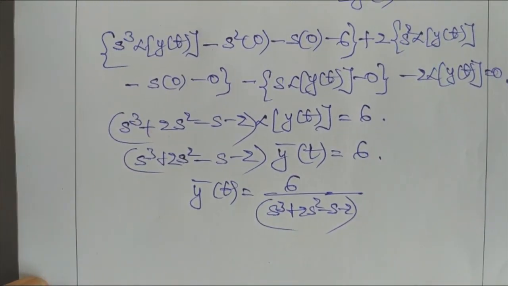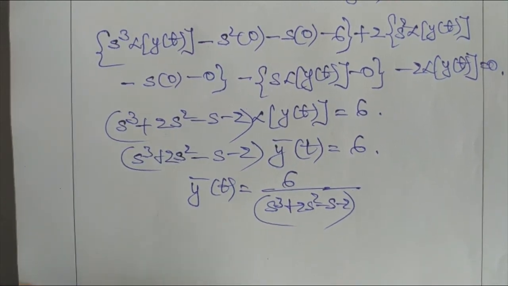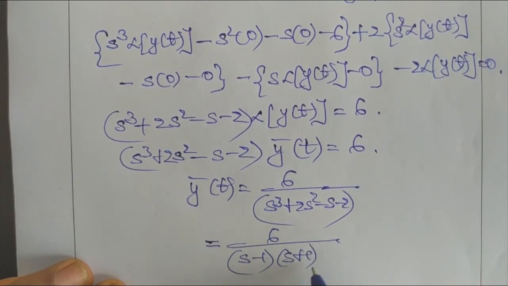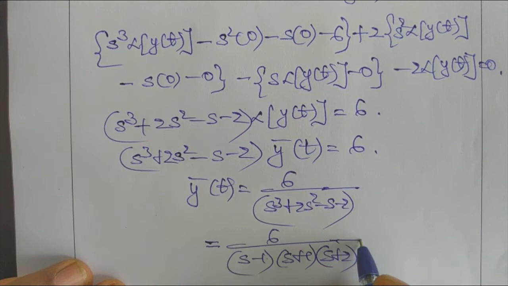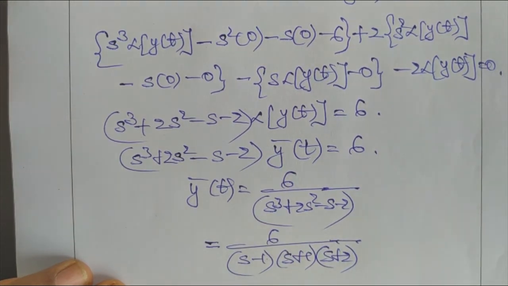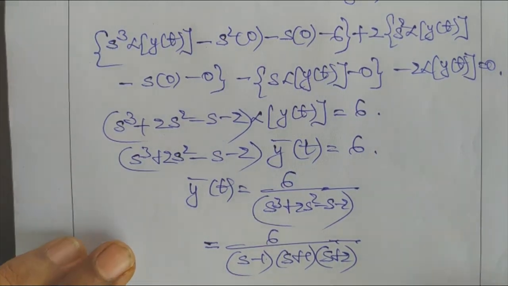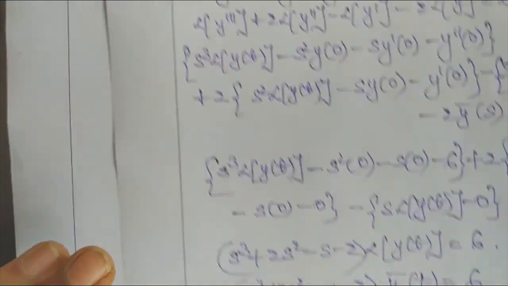Okay, now this can be written as 6 divided by s minus 1 into s plus 1 into s plus 2. Using the scientific calculator, if you factorize this, we get s minus 1 into s plus 1 into s plus 2. Again using the scientific calculator we can find out the unknowns. Otherwise by the partial fractions method we can simplify this.